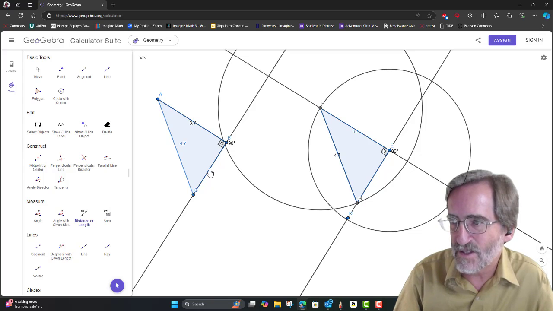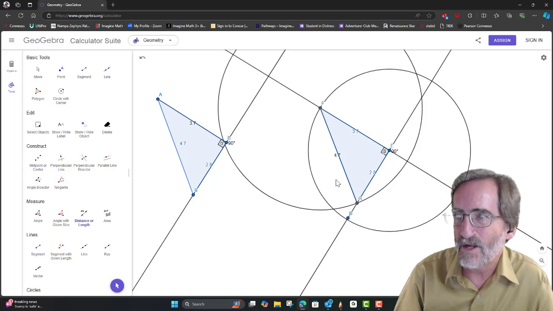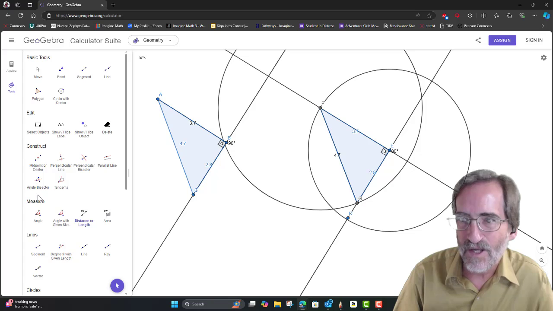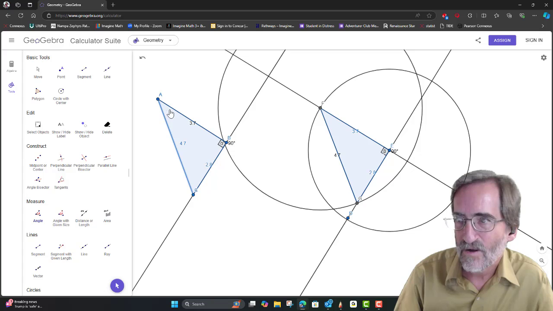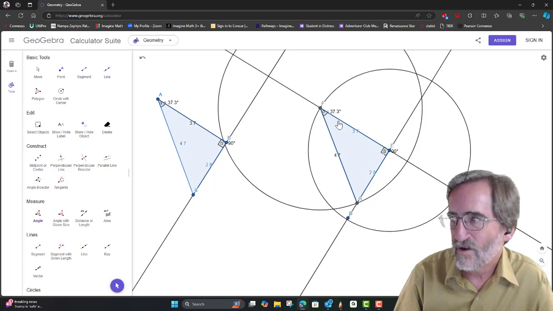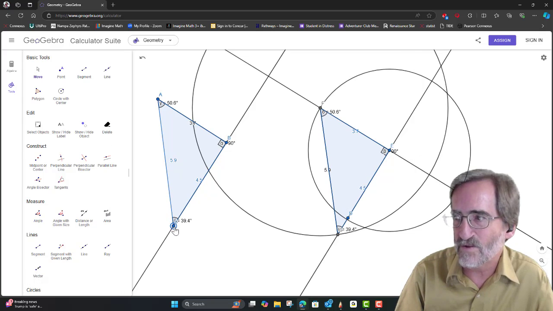So let's test and see. Is BC the same length as EG? Yes, it is, 2.8. Are the other angles all the same? Let's measure some angles. Angle A, 37.3. Angle F, 37.3. Angle B we already measured. Angle C, 52.7 degrees. Angle G, 52.7 degrees. So the other facts do agree, and it doesn't matter if I move things around.